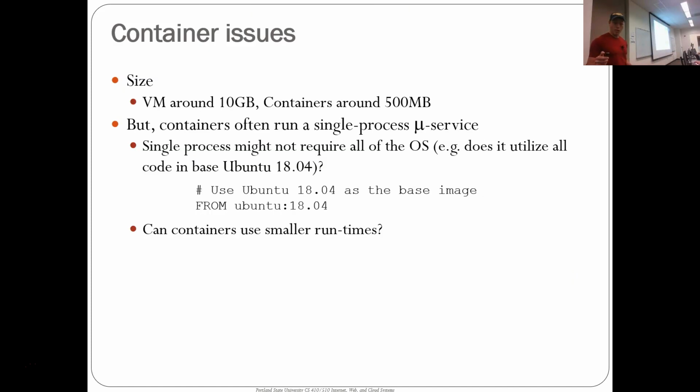Okay. So there are some container issues. It does sort of address the size problem. So the virtual machine is around 10 gigs of disk space. The containers are around 500 megabytes, right? You do save a whole bunch of file system space by not having to replicate the entire operating system, but still, it's about a half a gig.